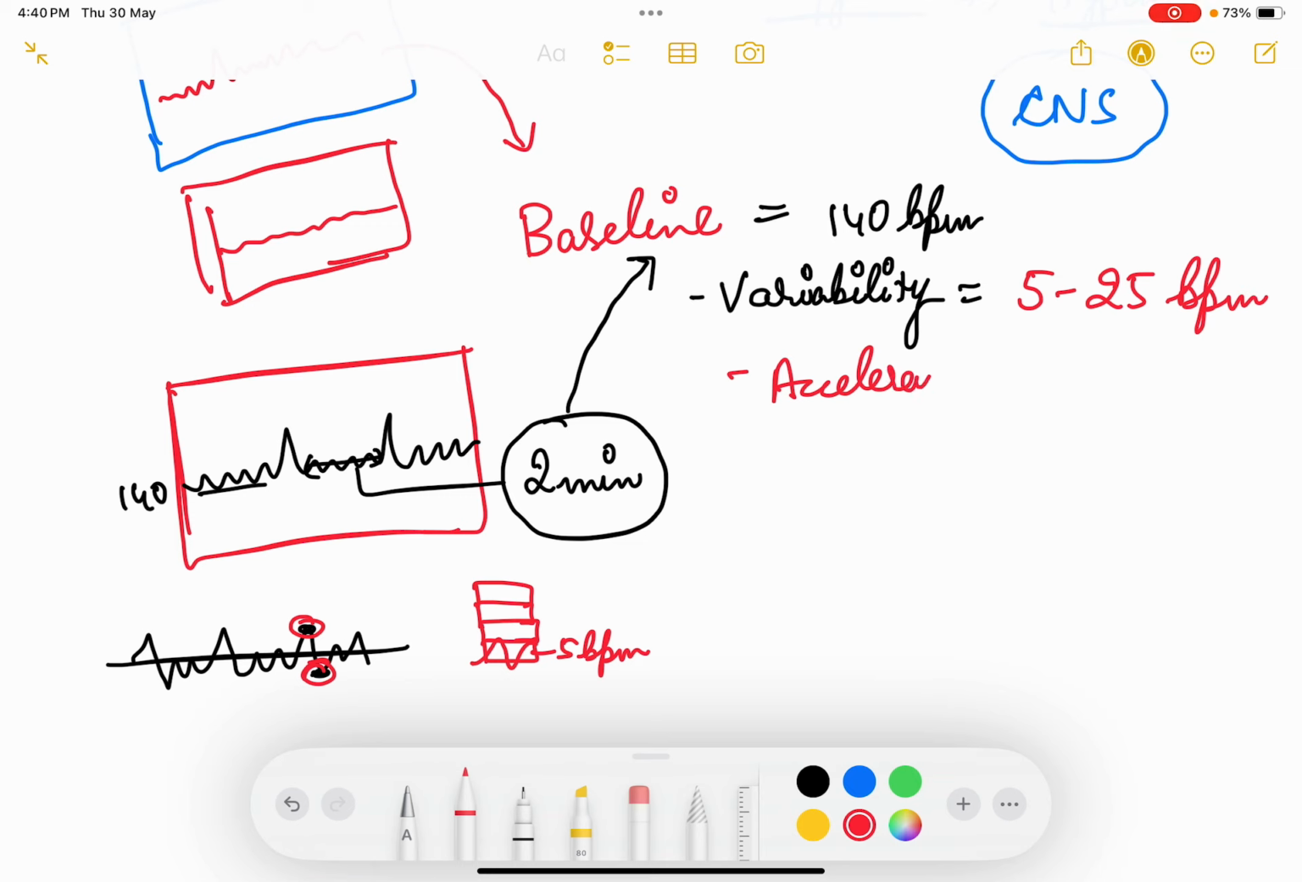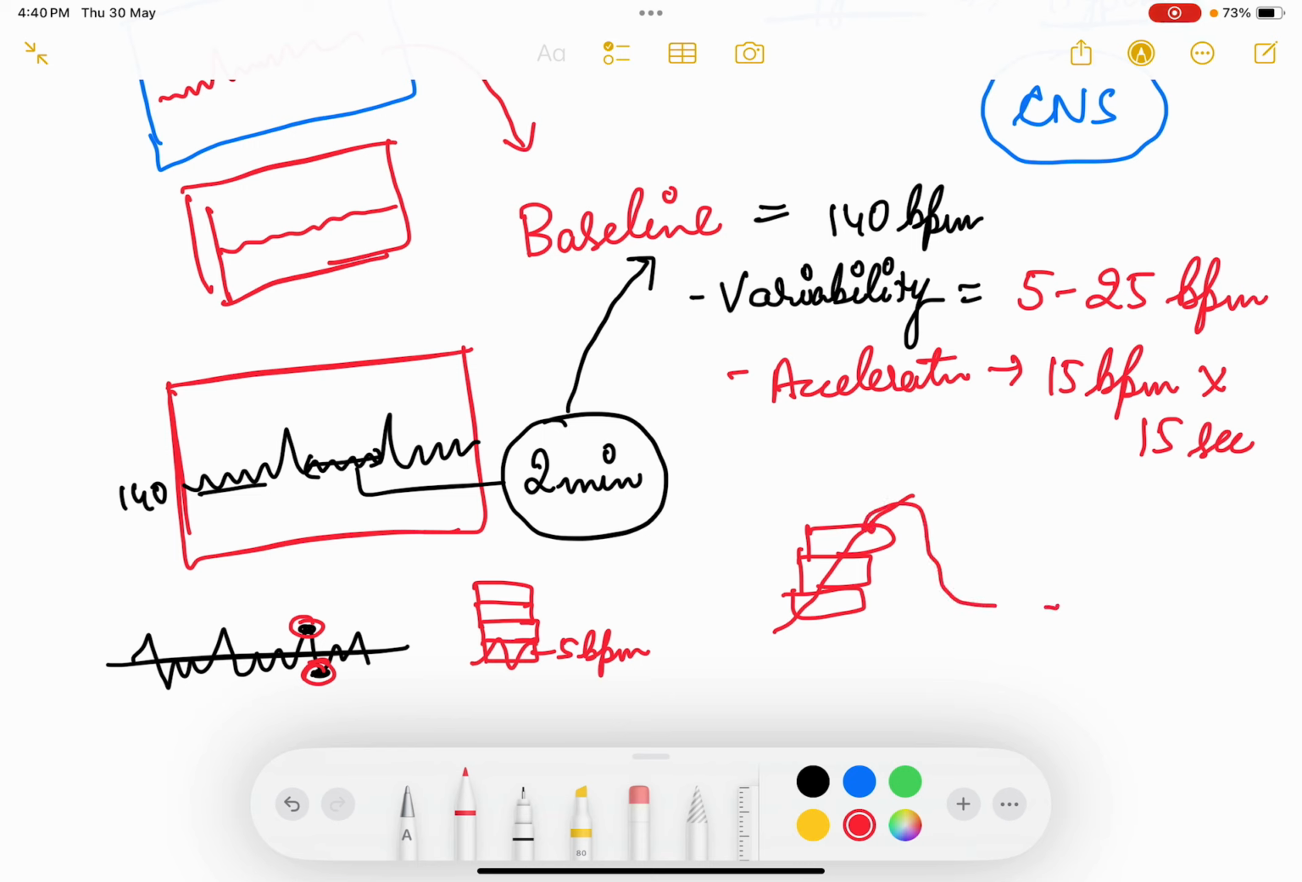Then comes acceleration. What do you mean by acceleration? If the fetal heart rate increases by at least 15 beats per minute and it persists for 15 seconds, then you say it is acceleration. That is, it should rise by at least 3 squares, which is 15 beats per minute, and it should last for at least 15 seconds.